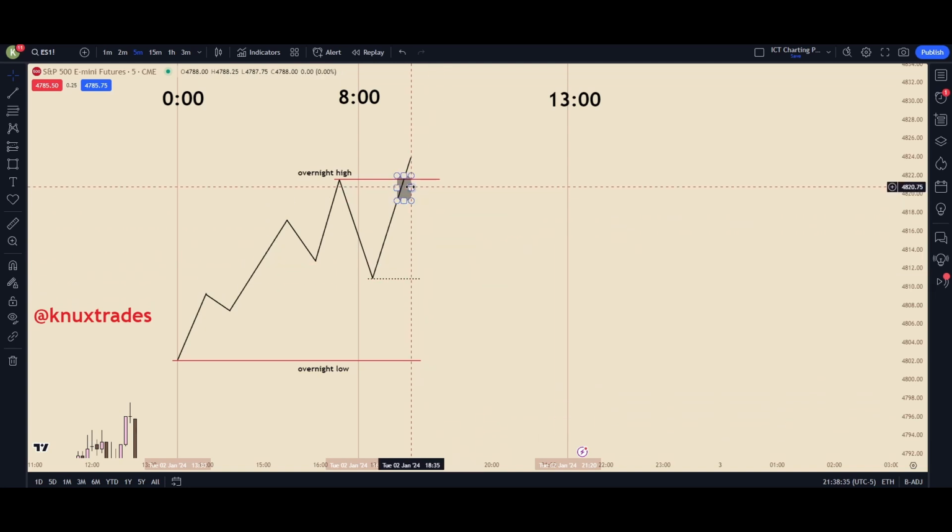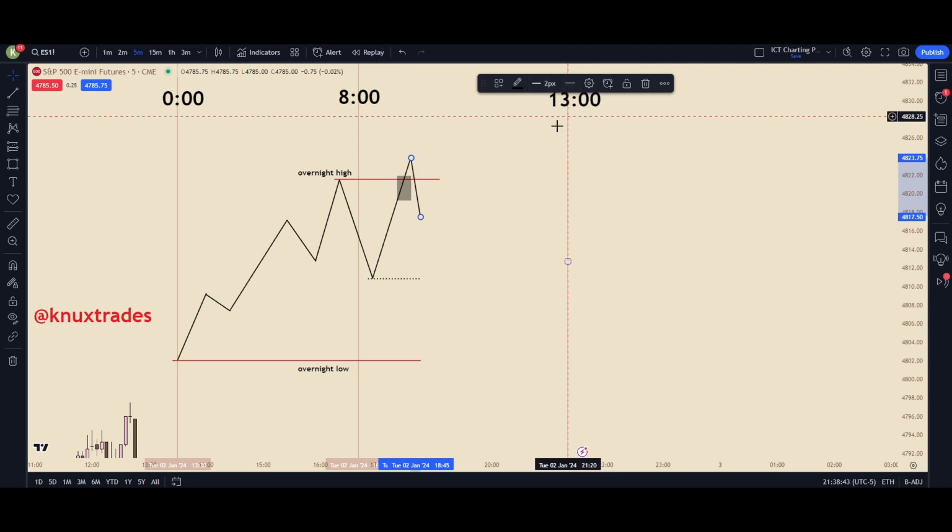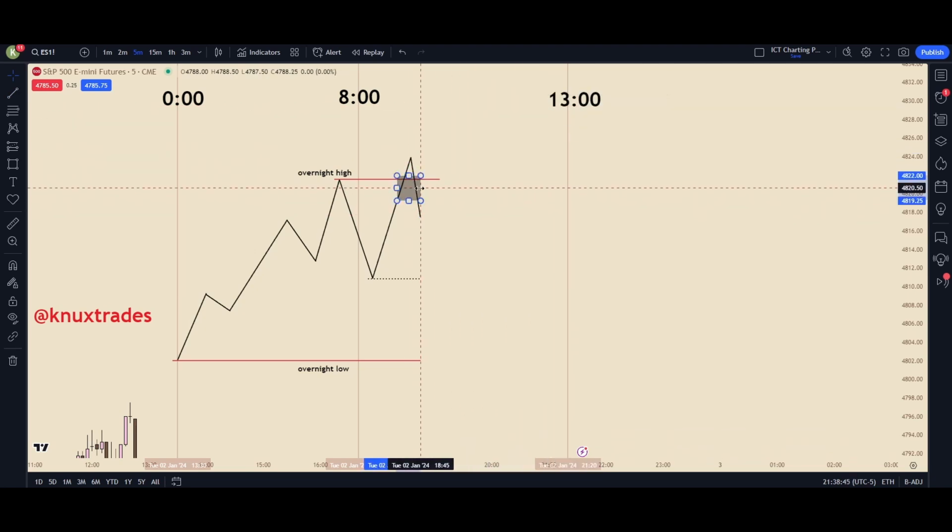So instead, we're going to be looking at this fair value gap here, and that's going to be our interest, right? So price knifes back down through, and what I'm looking for is a close through this fair value gap here, which would create our inversion fair value gap. So that's what I'm looking for there.